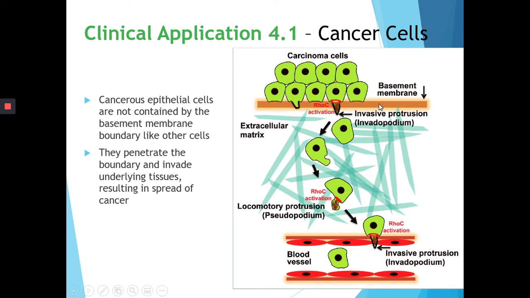Then they start to break through that basement membrane. Again, we've seen that basement membrane previously. It breaks through that basement membrane and starts to invade the extracellular matrix. They may even invade deeper and move into a blood vessel. And now you start having cancerous cells that move around in the body to different places that they don't belong, and growing uncontrollably. And that's essentially what we call cancer.